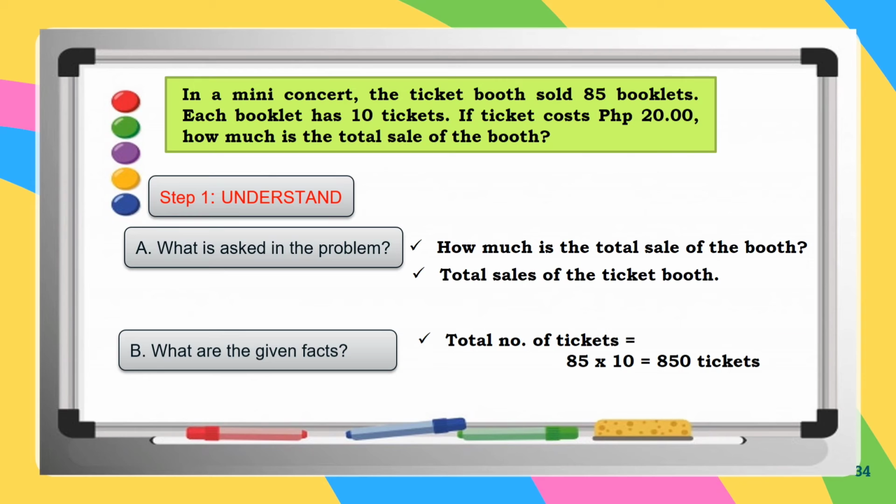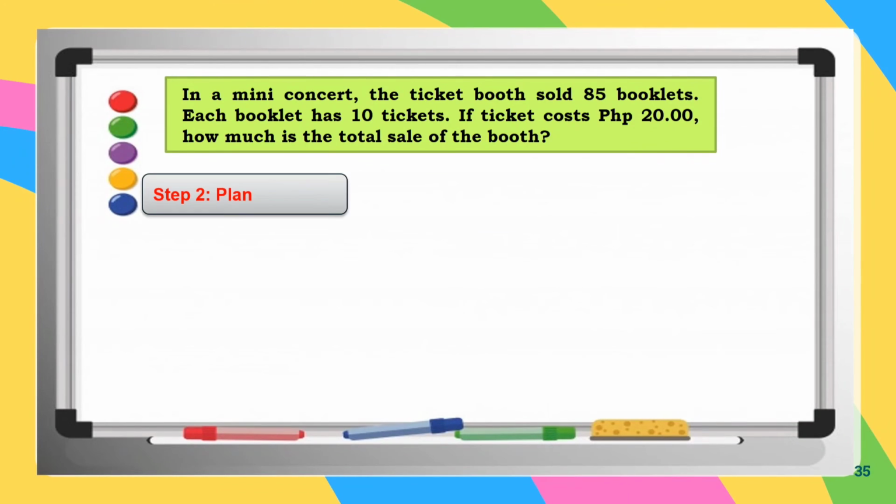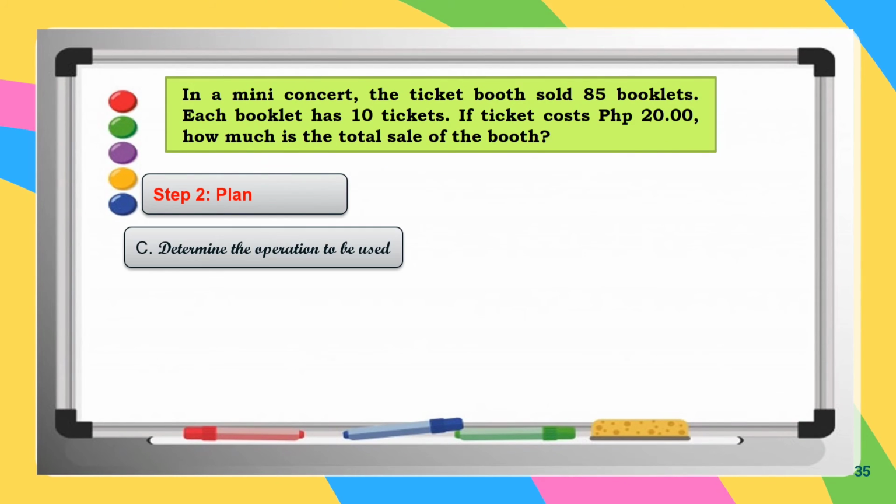Next is, what are the given facts? The given facts in this problem are the total number of tickets, which is equal to 85 times 10 is equal to 850 tickets. Next is, each ticket costs 20 pesos. Step 2 is to plan. Determine the operation to be used. The operation that we need to use is multiplication.